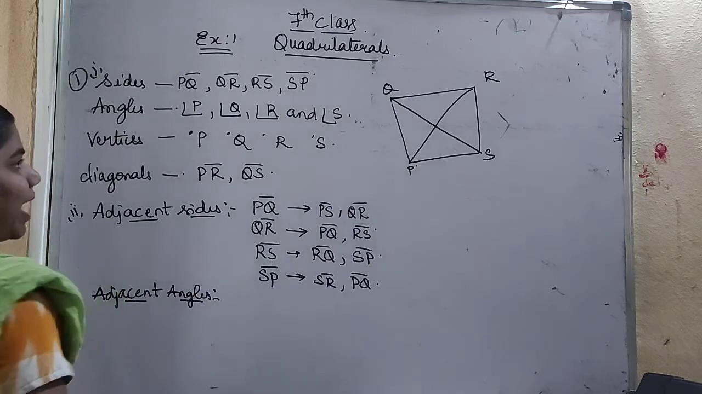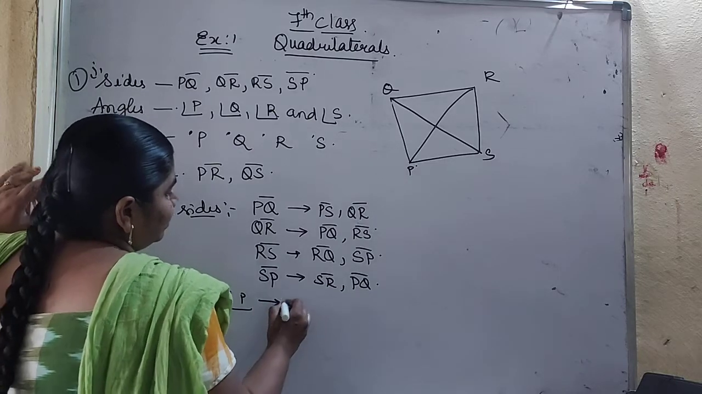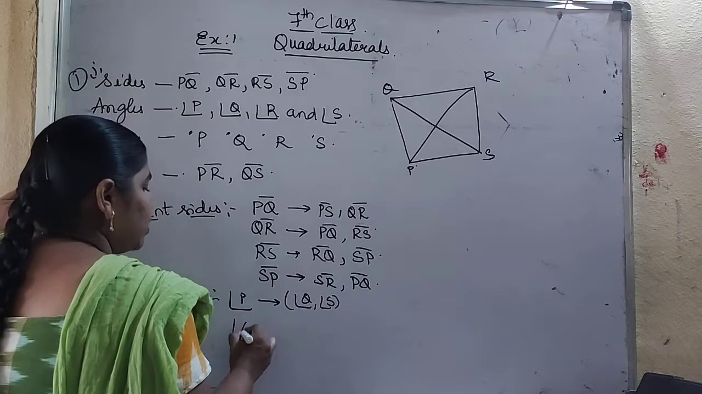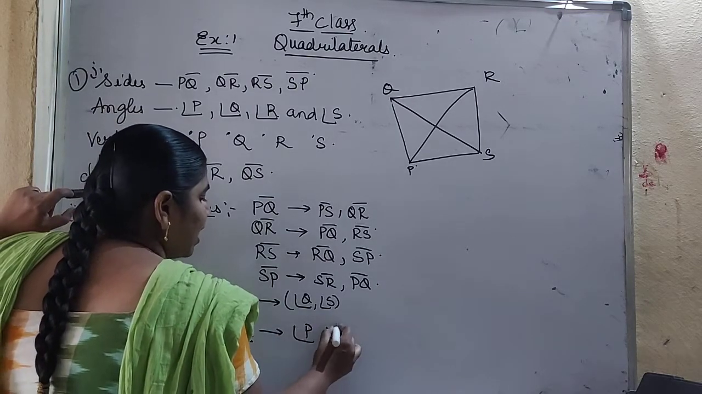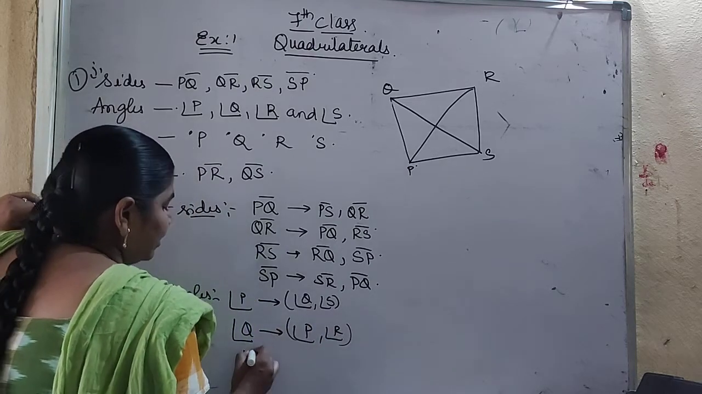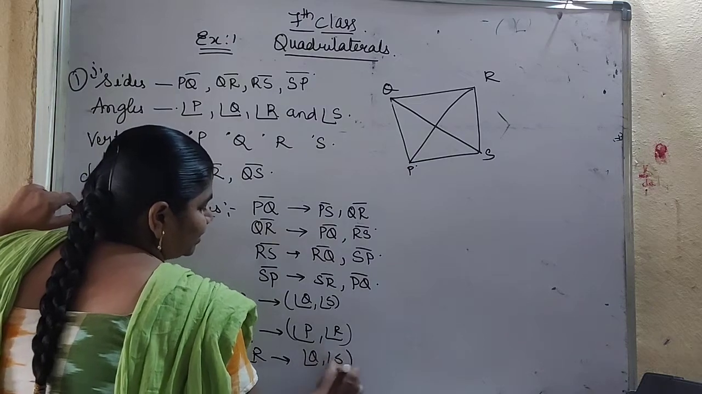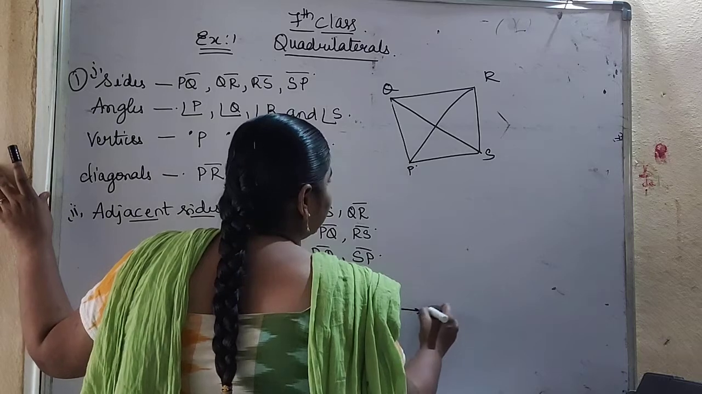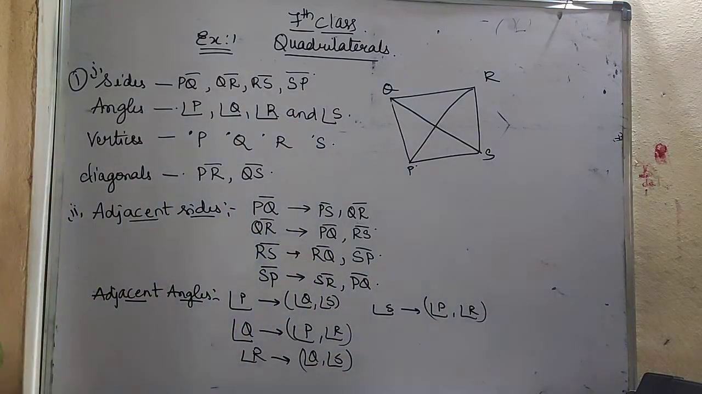Now adjacent angles. So what are adjacent angles here? For angle P, what are adjacent angles? Angle Q and angle S are adjacent angles. For angle Q, what are adjacent angles? Angle P and angle R are adjacent angles. For angle R, angle Q and angle S are adjacent angles. And for angle S, angle P and angle R are adjacent angles. Now these are the adjacent sides and adjacent angles.